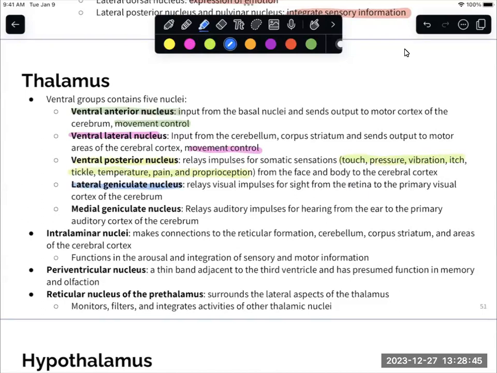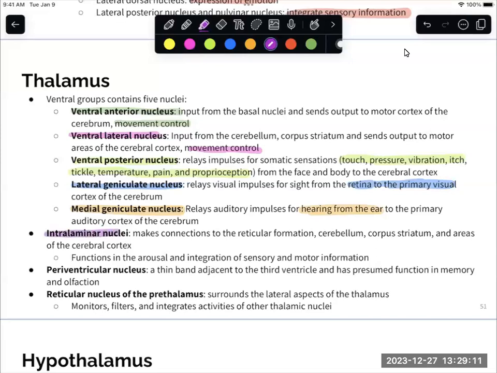Geniculate actually sends information from vision. We have a medial geniculate, which is for hearing. So these different nuclei are sending off this information. Information goes into these specific nuclei that are then being sent off to the proper area in the brain to make you aware of some of this stuff.